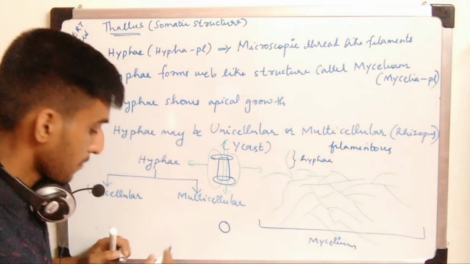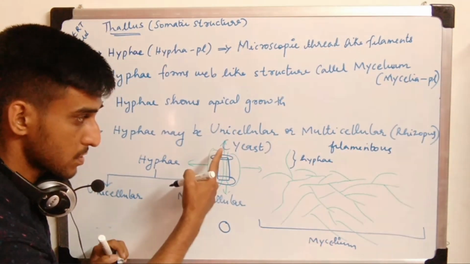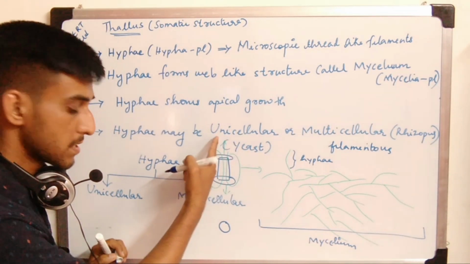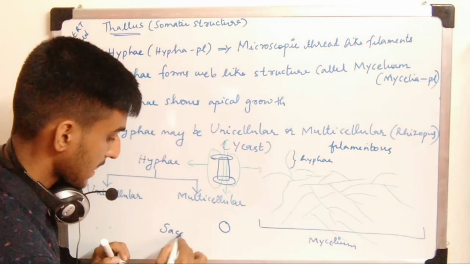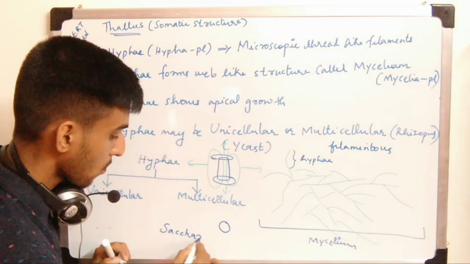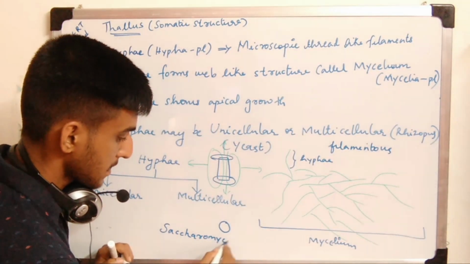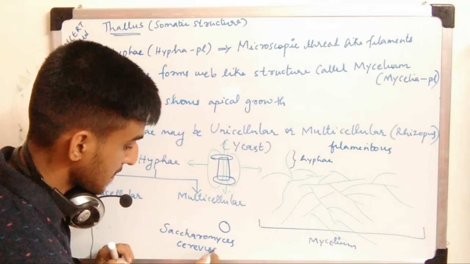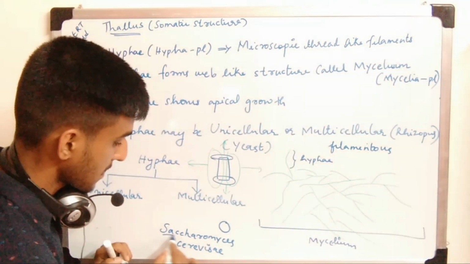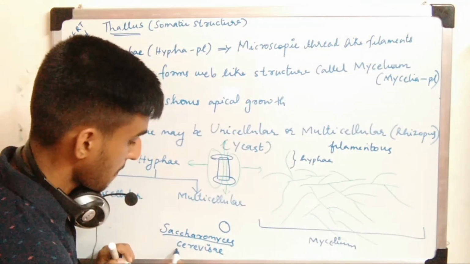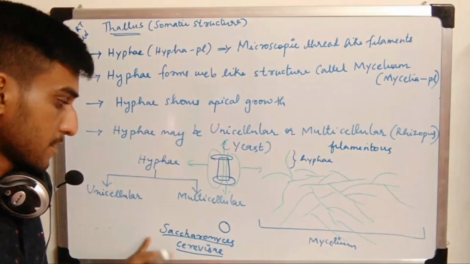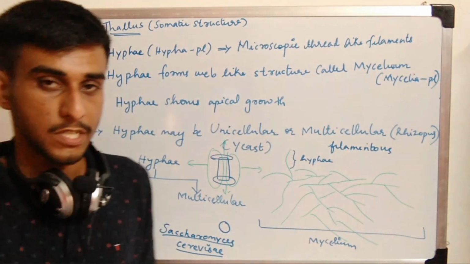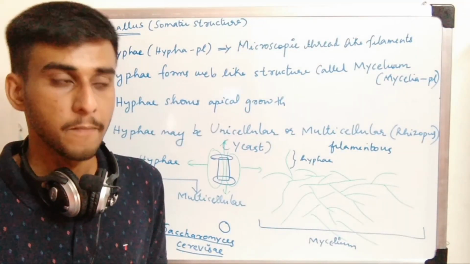The scientific name of the yeast which is used in bakery, which is a unicellular fungi, is known as Saccharomyces cerevisiae. This is the common baker's yeast, which is a unicellular fungi which is used in bakery products.